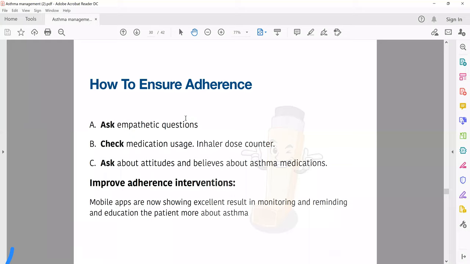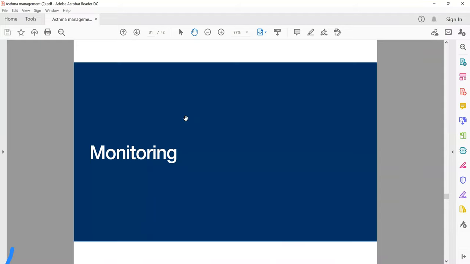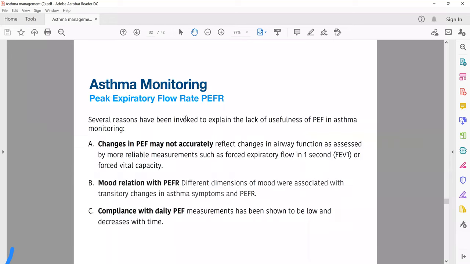Improving adherence interventions. GINA 2020 said a lot of things about interventions that can improve adherence, but from a lot of research, mobile apps are now showing excellent results: monitoring, reminding, and educating the patient more about asthma. It can even do more than improving adherence. About the monitoring, we're going to talk about peak expiratory flow rate as a monitor.